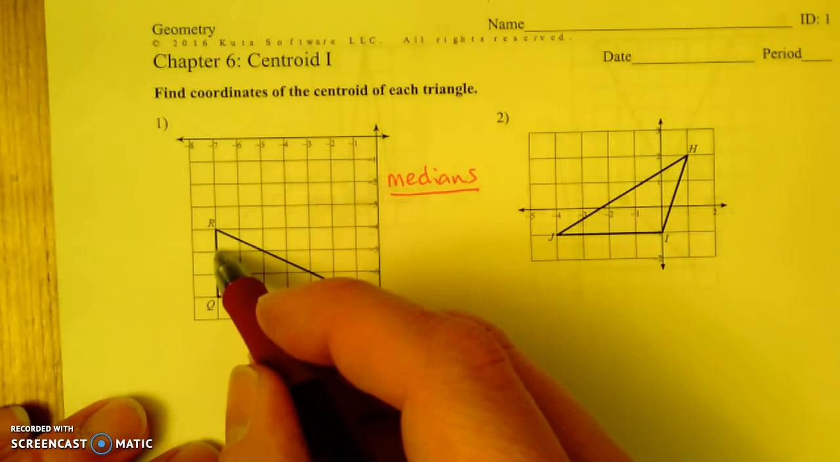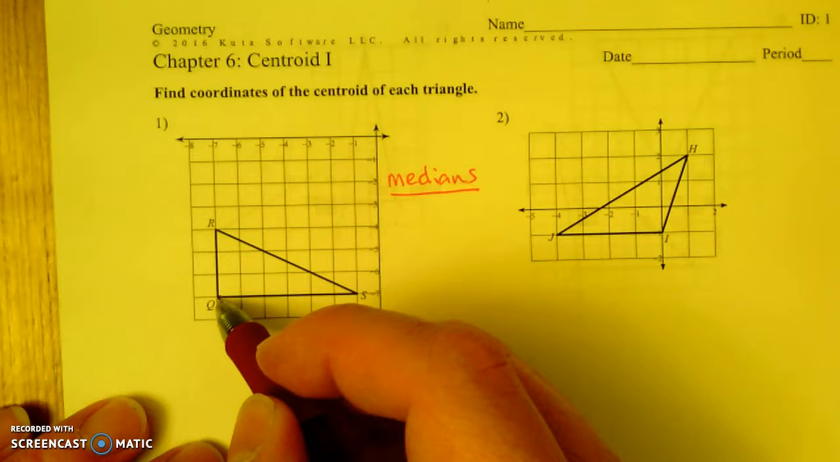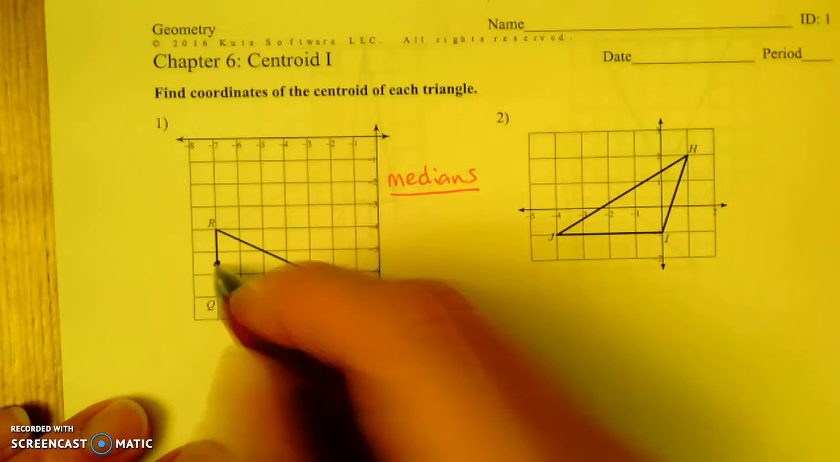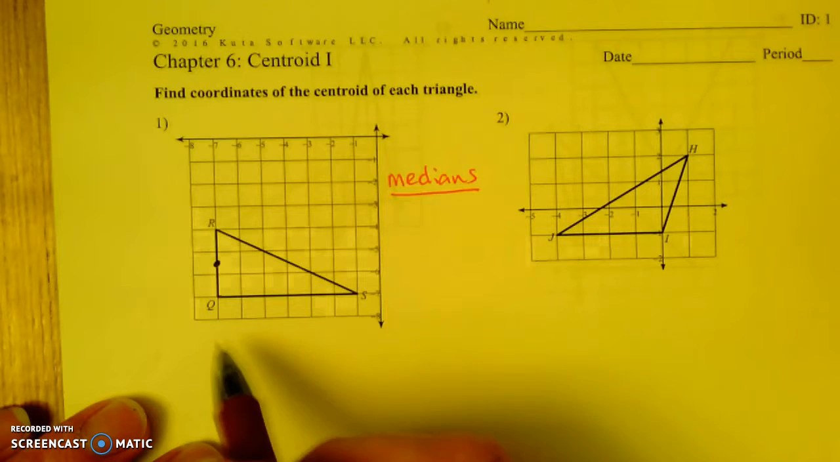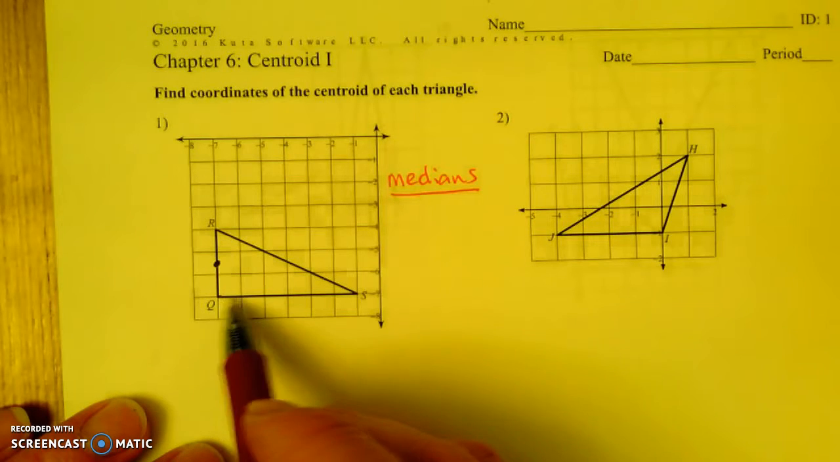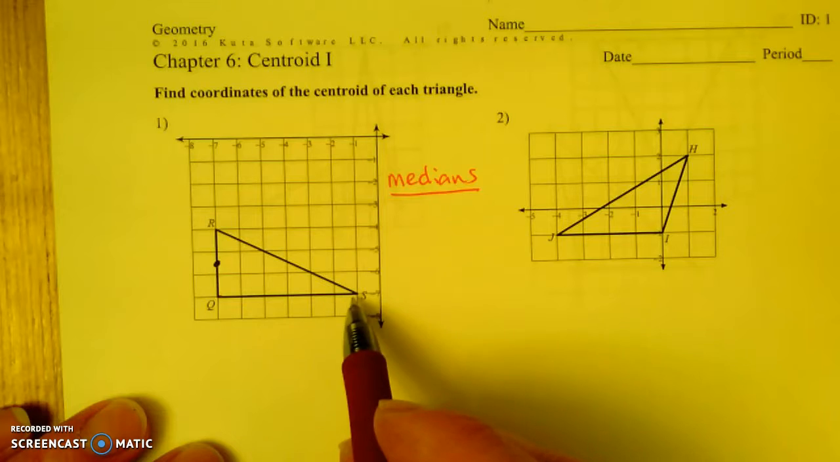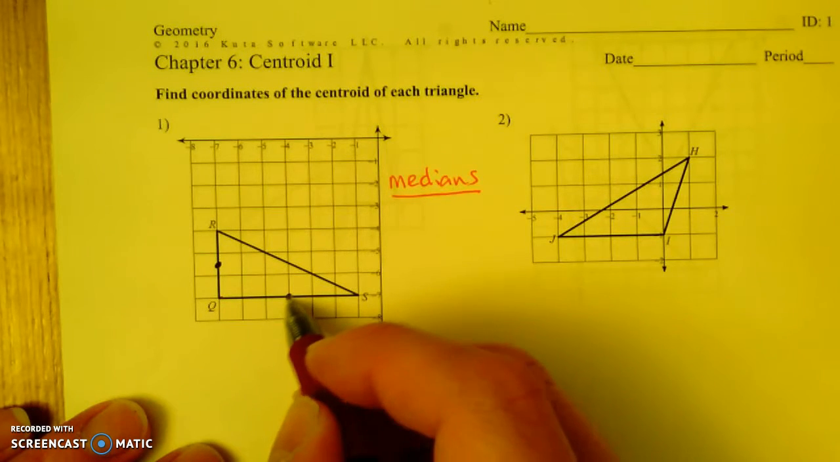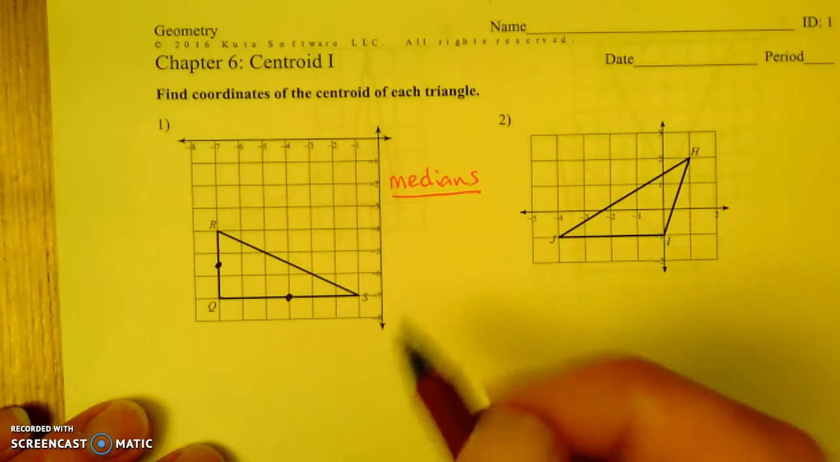Look here, this side is 1, 2, 3 units long. So we're going to put a point right there in the middle, 1.5 long each way. Then this side is 1, 2, 3, 4, 5, 6 units long. So the midpoint is 3 units into it.